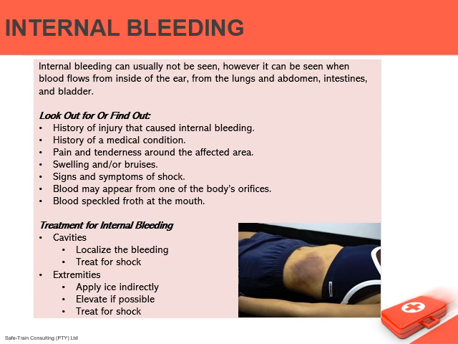Look out for or find out: history of injury that caused internal bleeding. History of a medical condition, for example, ulcer, which may cause internal bleeding. Pain and tenderness around the affected area. Swelling and/or bruises. Signs and symptoms of shock. Blood may appear from one of the body's orifices. Blood-speckled froth at the mouth.